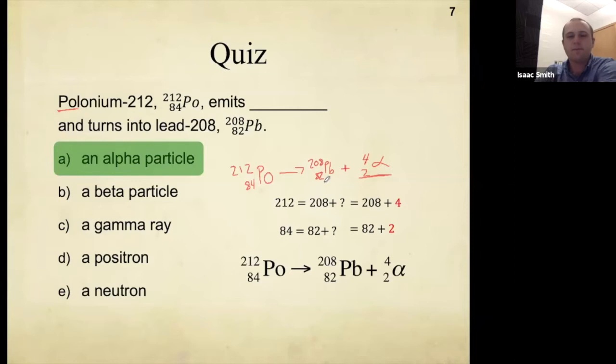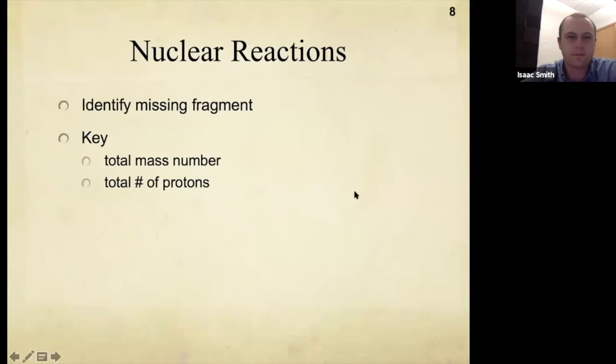Awesome. All right, so using this equation and this kind of logic, you can answer a lot of the questions about radioactive decay. So these are nuclear reactions. Again, you identify the missing fragment like we did in the last one.